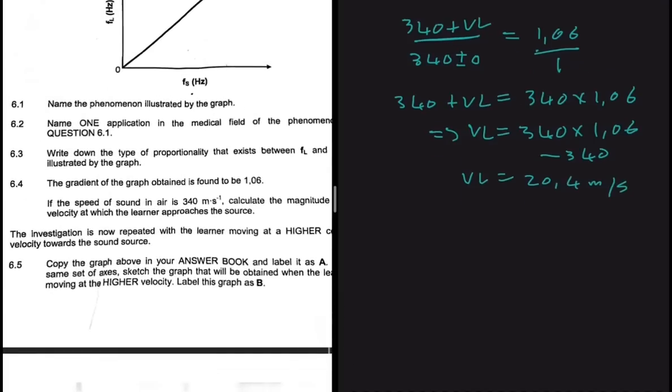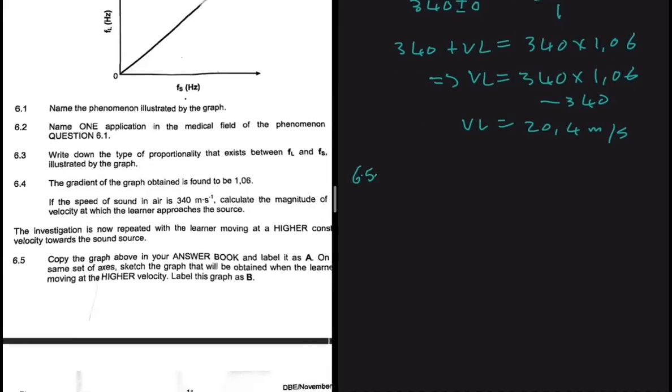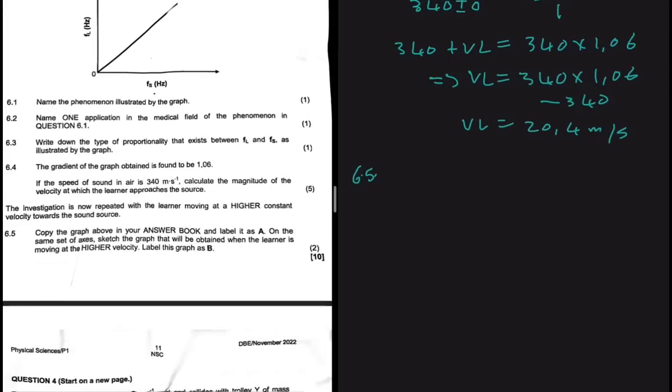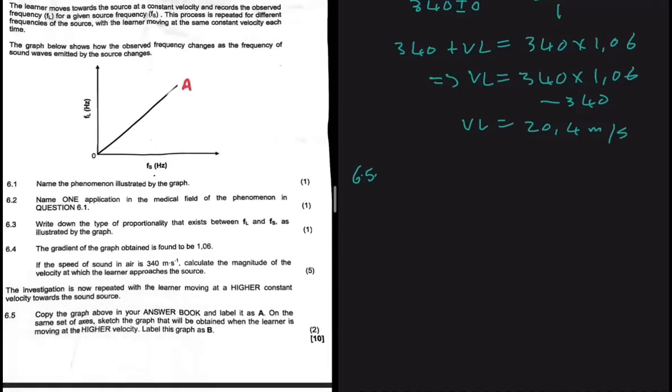Now let's do the last problem, 6.5. 6.5 is saying that the investigation is now repeated with the learner moving at a higher constant velocity toward the sound source. Copy the graph above in your answer book and label it as A. On the same set of axes, sketch the graph that will be obtained when the learner is moving at a higher velocity. Label this graph B, right? So they're saying we must label it A, right? And we must draw a graph for when the learner is moving at a higher constant velocity and label it B, right? So let's see what the consequences of a higher constant velocity will be.